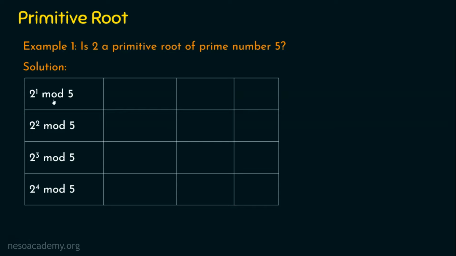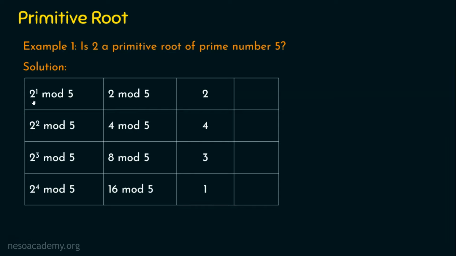Let's simplify this now. 2 power 1 mod 5 is 2 mod 5. What is 2 power 2 mod 5? 2 power 2 is 4 mod 5. Here we get 4 mod 5, here we get 8 mod 5 and here we get 16 mod 5. 2 mod 5: when 2 is divided by 5, obviously 2 is the remainder. We get 4 as the remainder here. We get 3 as the remainder here, because 8 divided by 5 is 1 times 5 and the remainder is 3. And 16 divided by 5 gives 1 as the remainder.